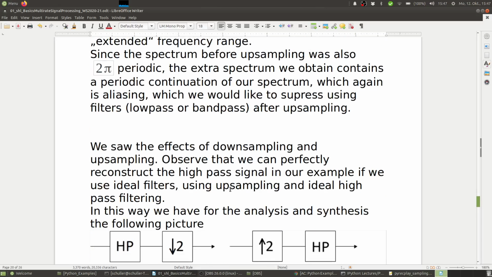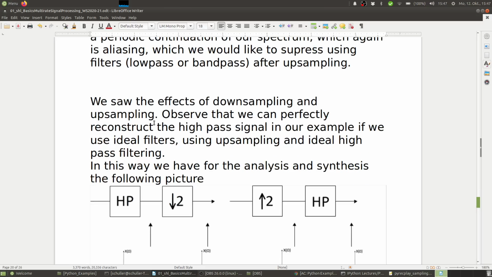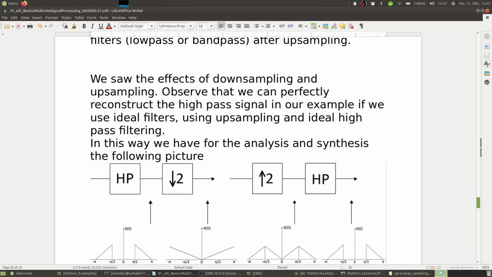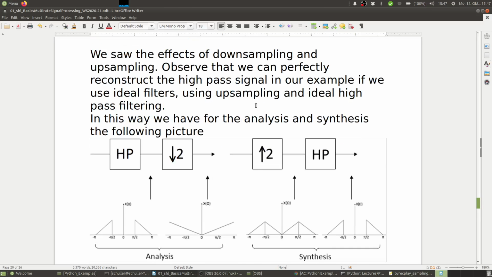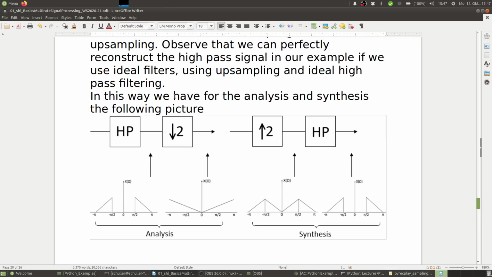So we saw the effects of downsampling and upsampling, and observe that we can perfectly reconstruct the high-pass signal in our example if we use ideal high-pass filters. In this way, we have the following analysis and synthesis, like in this picture.